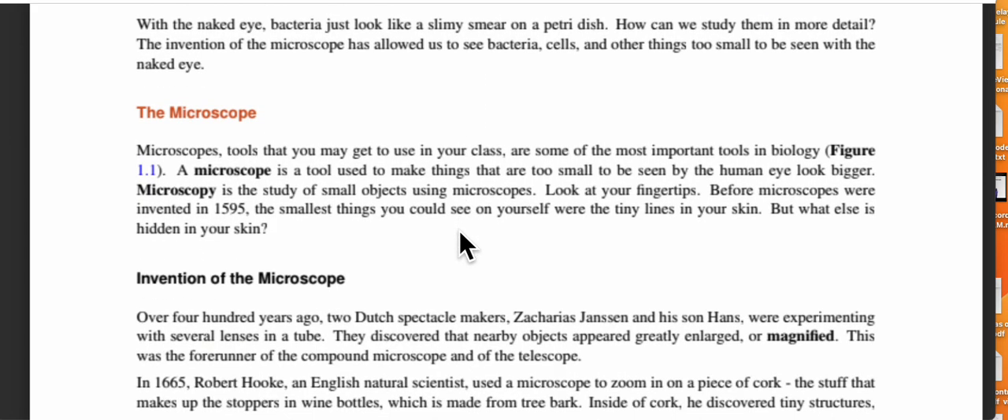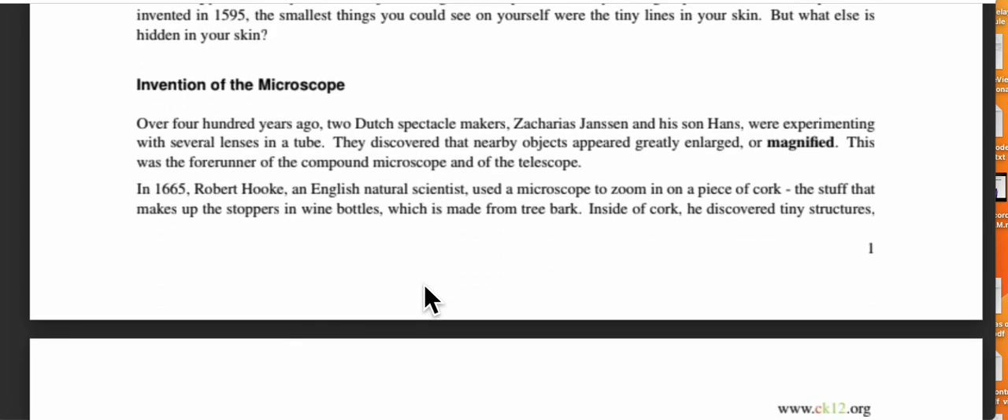Microscopes, tools that you may get to use in your class, are some of the most important tools in biology. A microscope is a tool used to make things that are too small to be seen by the human eye look bigger. Microscopy is the study of small objects using microscopes. Look at your fingertips. Before microscopes were invented in 1595, the smallest thing you could see on yourself were the tiny lines in your skin. But what else has been hidden in your skin? Invention of the microscope.